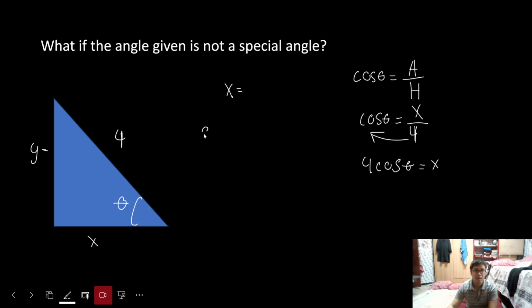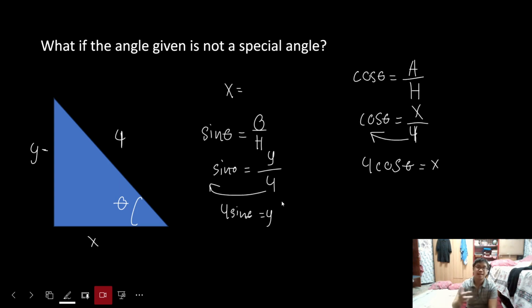Now for your y, you have sine theta is equal to opposite all over hypotenuse. Your opposite here is your y since it's not beside the angle. Your hypotenuse is your 4. So put 4 beside here, you will have 4 sine theta is equal to y. So that is how you will find your x and y components.